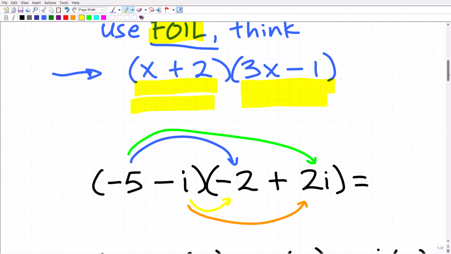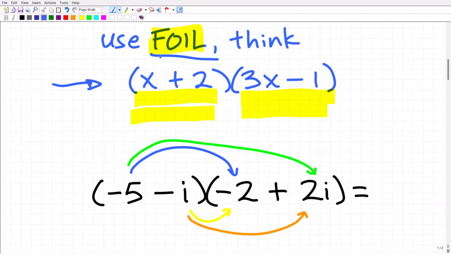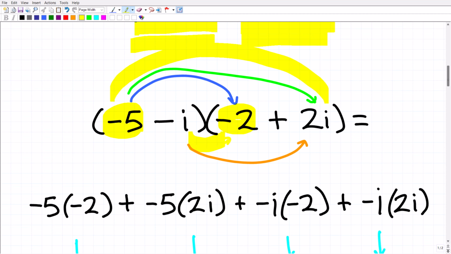All right, so let's go ahead and do this. So FOIL again stands for first, outer, inner, last. So we're going to go ahead and multiply the first term, so that's going to be negative 5 times negative 2. I'll show you the answers to all of this in just one second, but I'm just going to walk through this FOIL real quick with you. So first terms is going to be negative 5 times negative 2. The outer terms is going to be negative 5 times 2i. The inner terms is negative i times negative 2 right here. And then the last terms are going to be negative i times this 2i. Okay, so that is FOIL. And we're just going to follow these steps right here. And when we do this, here is what you get.